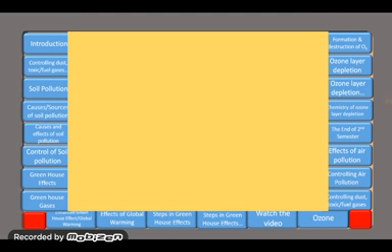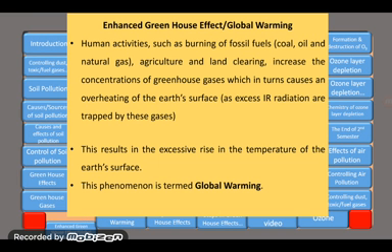Enhanced greenhouse effect or global warming. That is, when we have too much of these greenhouse gases present in the atmosphere, they will trap excess heat back to the Earth's surface, which will cause overwarming of the planet Earth, a phenomenon known as global warming. So human activities such as burning of fossil fuels, coal, oil, and natural gas, agriculture and land clearing increase the concentration of greenhouse gases, which in turn causes an overheating of the Earth's surface.